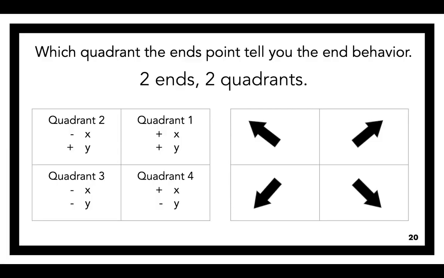So which quadrant the ends point to tells you what the end behavior is. If my arrow is pointing towards this top left quadrant, it's going to relate to the negative x, positive y. If it's pointing in this top right quadrant, that's going to relate to the positive x, positive y. Okay.